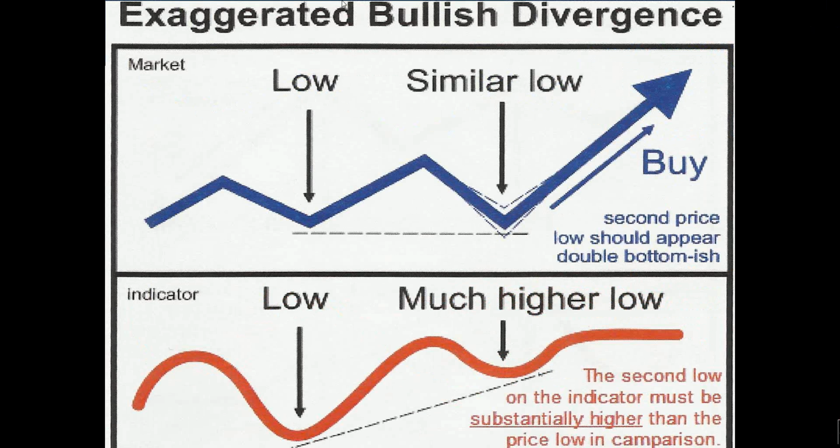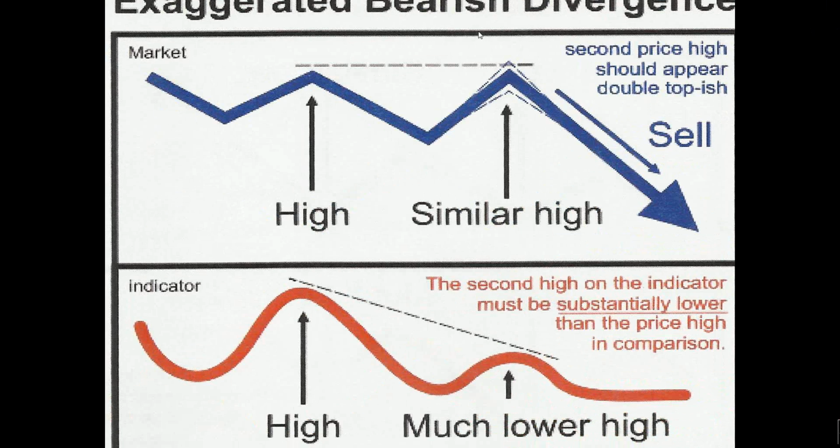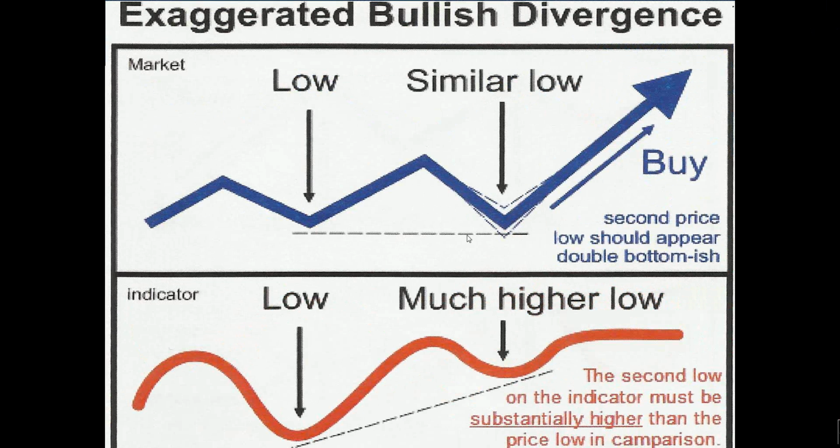Now, exaggerated bullish divergence. You can see we have a similar situation, but now we have a double bottom. As in the previous slide, this is the first price low, and this is the second price low. If we see a double bottom, and the price indeed appears double-bottomish, the indicator's second low will probably be higher than the first low, and then you know that there is exaggerated bullish divergence.